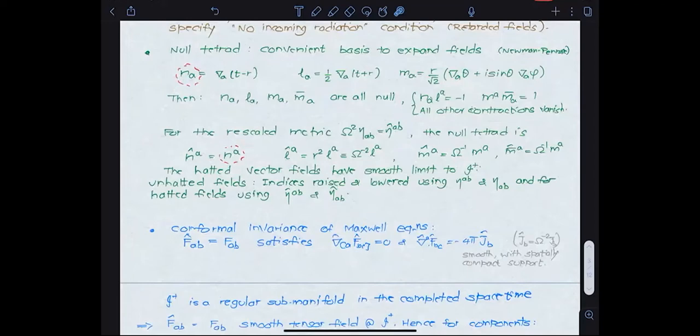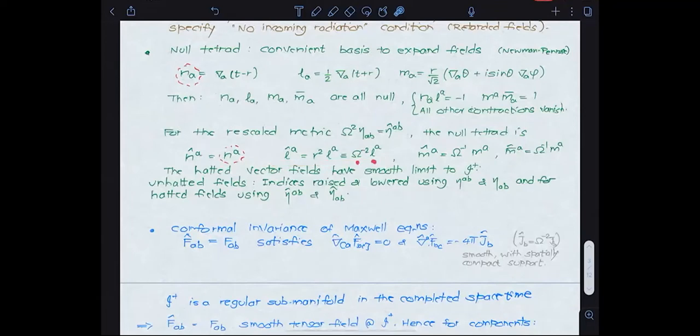rescaled triad is given by N hat A. So when I raise the index of NA up here, I'm always raising it with respect to the physical metric GAB. Whereas when I raise the index of the hatted quantities, I'm always using the rescaled matrix N hat B. So you can check that this object has a well-defined limit on scri.